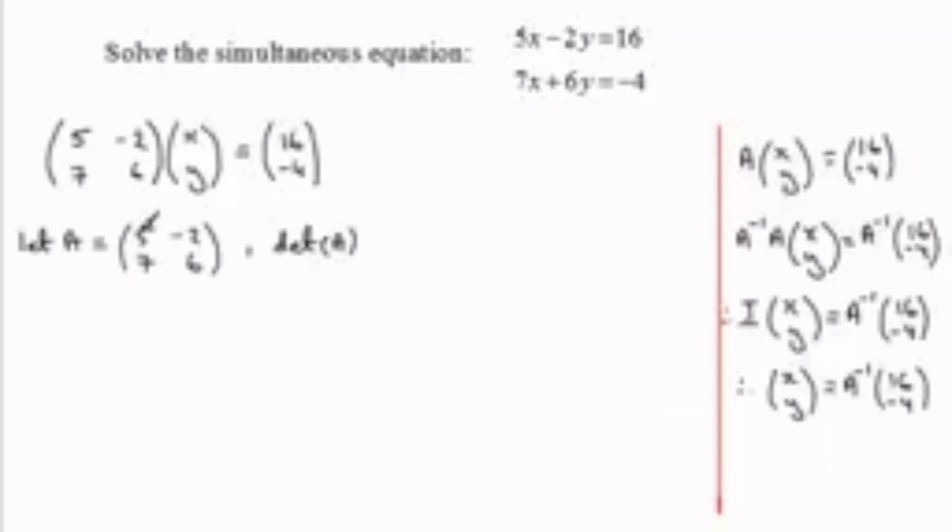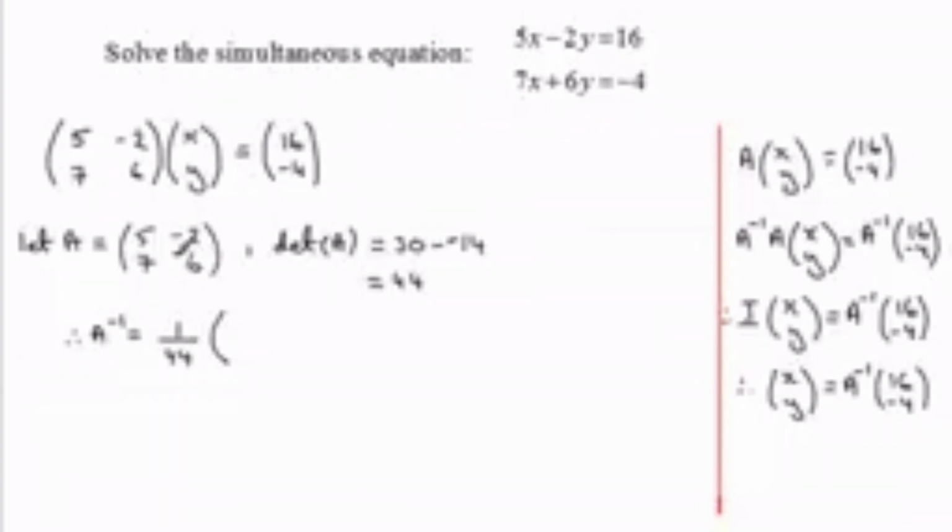But we had to find the determinant of the matrix A. Remember, the determinant of the matrix A was to multiply 5 and 6 together and then subtract 7 times minus 2. So if we do that, we get 5 times 6, which is 30, then subtract 7 times minus 2, so subtract minus 14. What does that give us? It gives us 44. So when it comes to working out the inverse of A, we can say it is equal to 1 divided by the determinant of A, so that's 1 over 44.